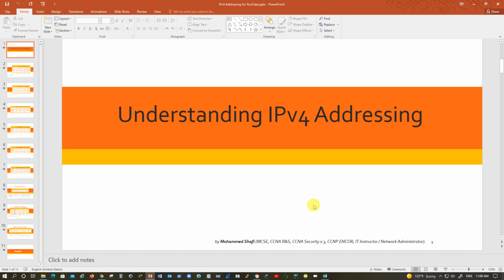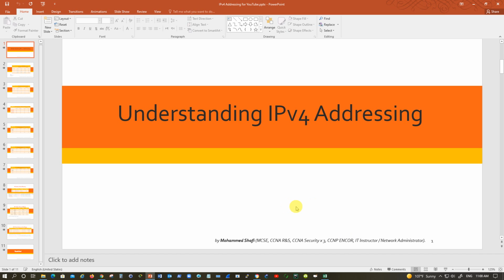I'm from India. As you can see from my profile, I'm a Microsoft Certified Systems Engineer on Windows NT, and I practically upgraded myself on the remaining versions of Windows Server until Windows Server 2016. Apart from that, I am a CCNA on routing and switching, CCNA Security three times, and recently I acquired my CCNP and Core certification. I'm also an IT instructor and have been a network administrator in a renowned organization here in Saudi Arabia.